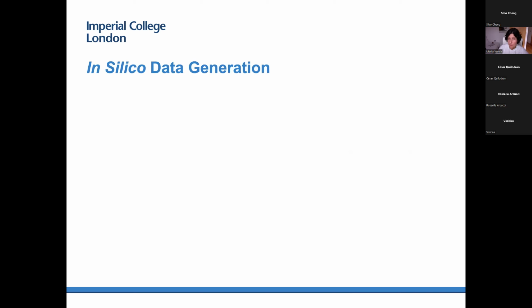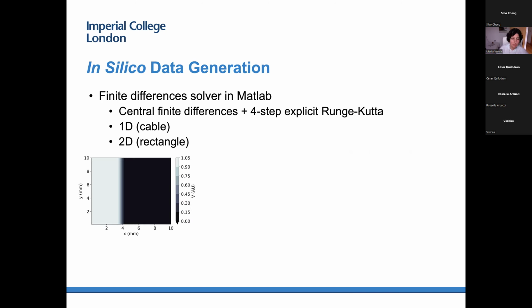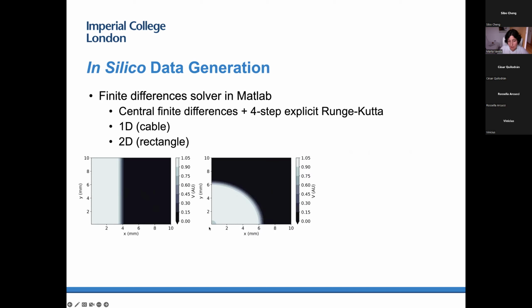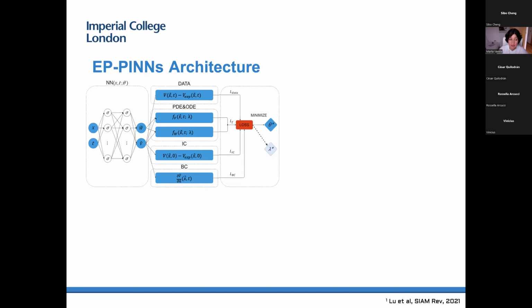So first, I'm going to purely work with synthetic data. This is created using a finite differences solver in MATLAB, in GitHub, in 1D. When I say 1D, I mean just a cable, 2D, a rectangle, and the three modes that we use for the rectangle. So you have a planar wave, which propagates here from left to right. You can have an excitation point here, and then a wave that is centrifugal. Or you can create one of these reentrant waves similar to the ones I've shown you before as modeling the arrhythmia.